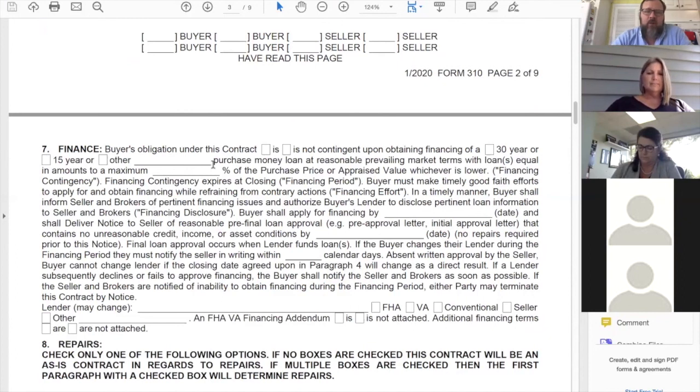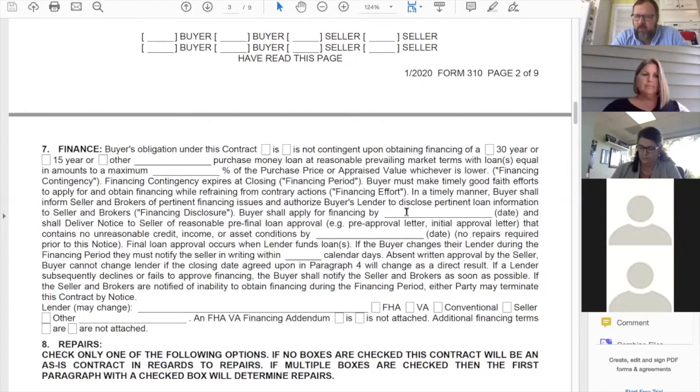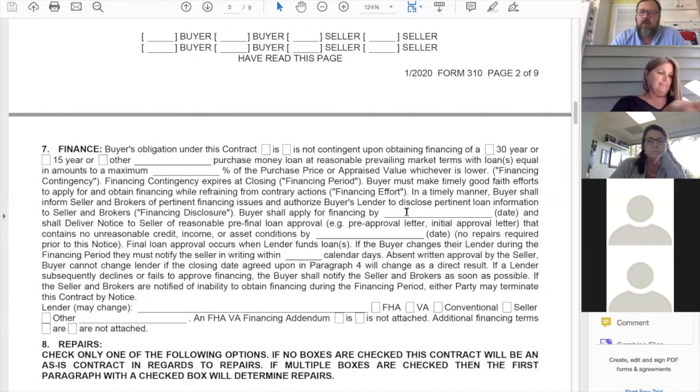It does say when they will apply for financing right here. I don't have any reason to believe that this should be much further past the current date. If they don't have their ducks in a row enough to fully apply for financing within 1 or 2 days of submitting an offer on a house, that's not super reasonable in my opinion.